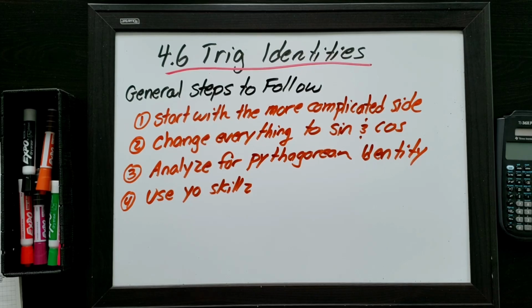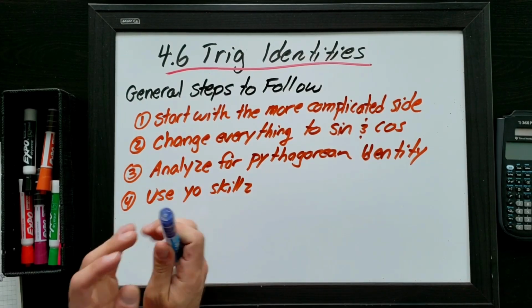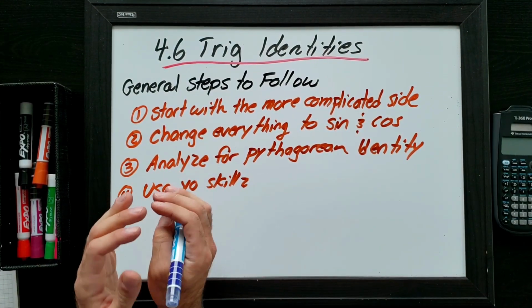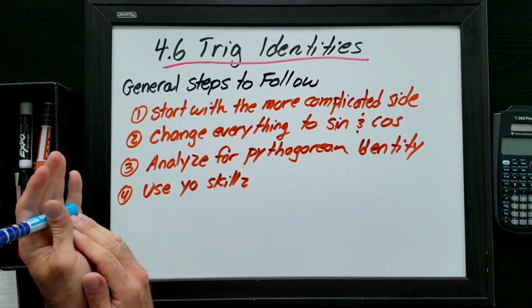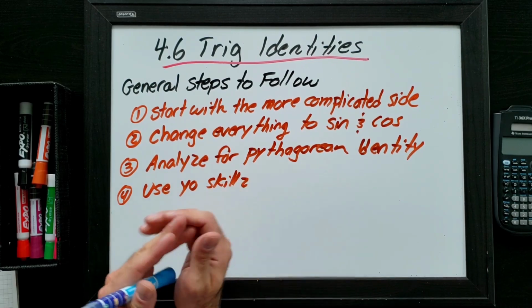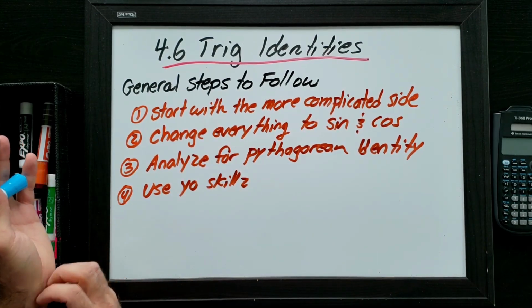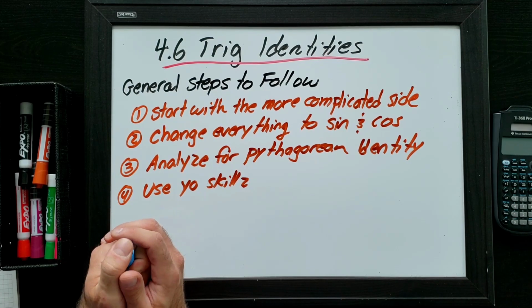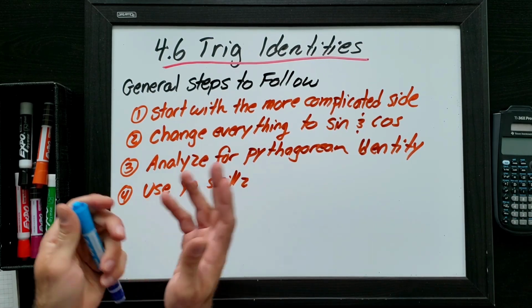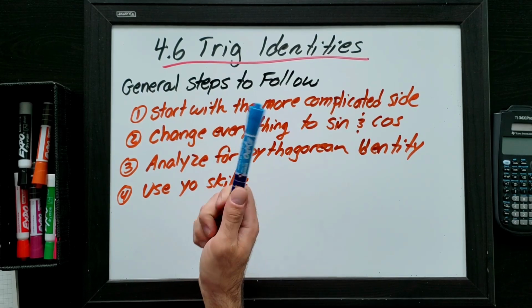Okay, so I've listed some general steps to follow. Now, there's not really a concrete set of steps that we follow for trig identities, because one person can do it in 6 steps, one person can do it in 2, another guy's going to do it in 16 steps. So the world is your oyster, and the more skills and versatility you have with your math, the easier this is going to be. So, some general steps to follow.